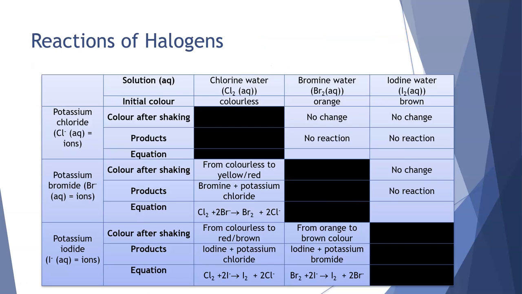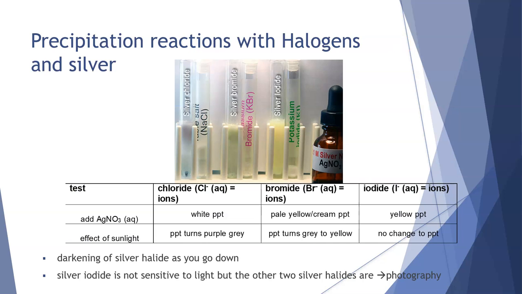These are the displacement reactions that halogens will undergo. It's not necessary at this stage for you to memorize these. You should just remember that fluorine is more reactive, and just as we see with metals, a more reactive nonmetal can displace a less reactive ion from solution. And these will also undergo precipitation reactions, which we will look at again later in the year.